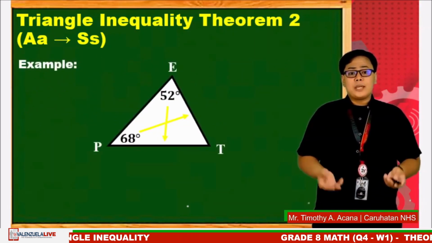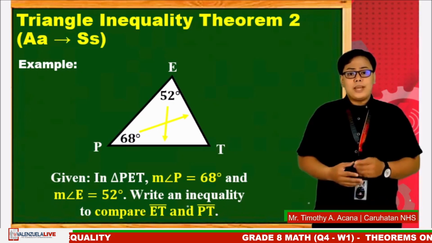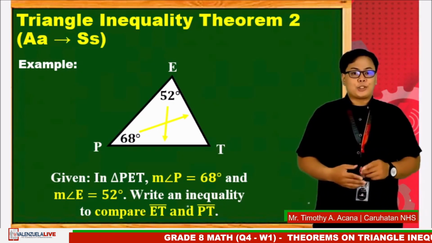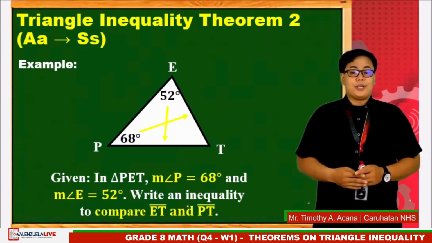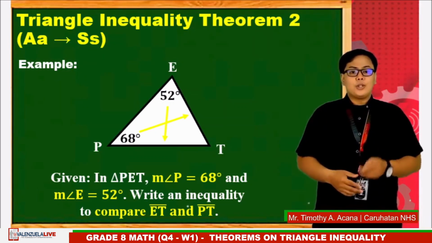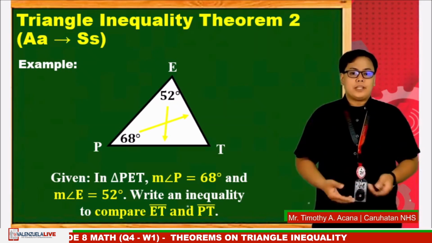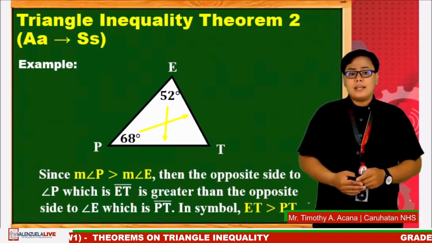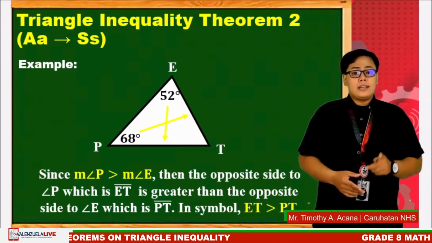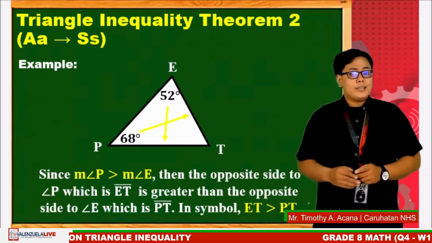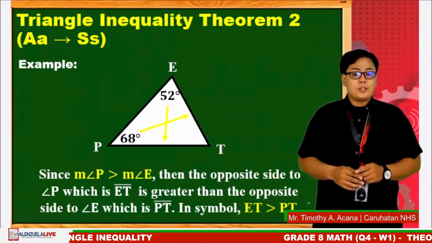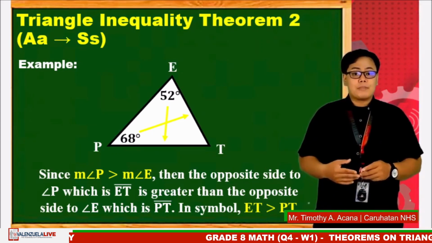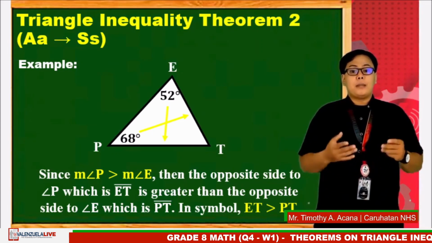Example, given in triangle PET, the measure of angle P is equal to 68 degrees, and the measure of angle E is equal to 52 degrees. Write an inequality to compare side EP and side PT. Since the measure of angle P is greater than the measure of angle E, then the opposite side to angle P, which is EP, is greater than the opposite side to angle E, which is side PT. In symbol, we have side EP is greater than side PT.